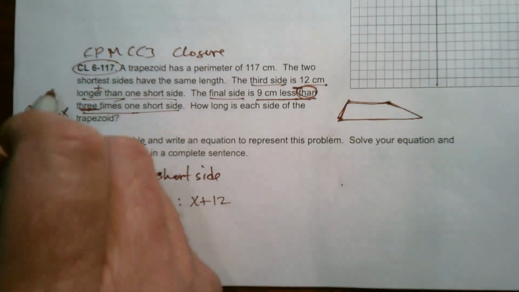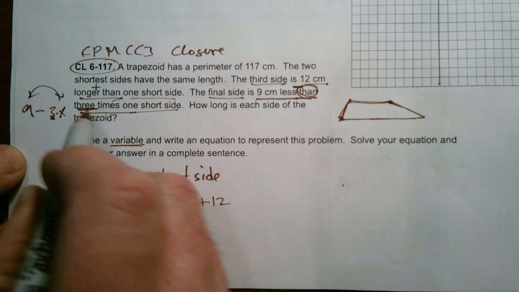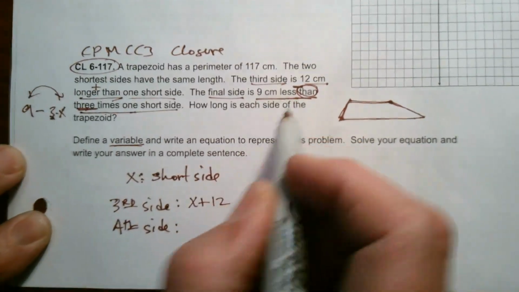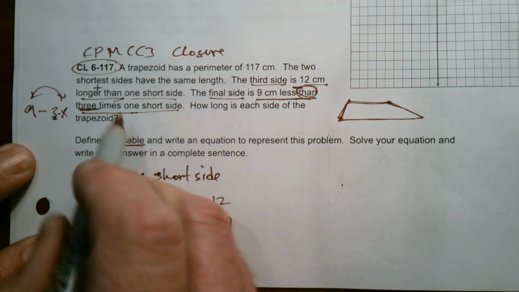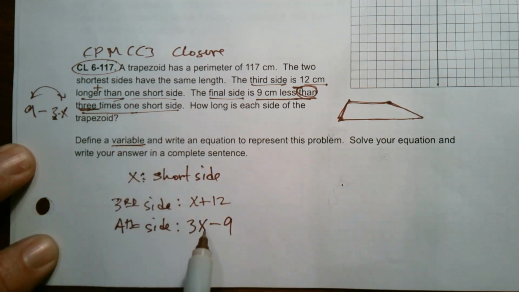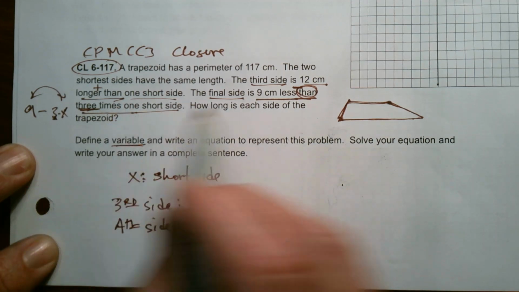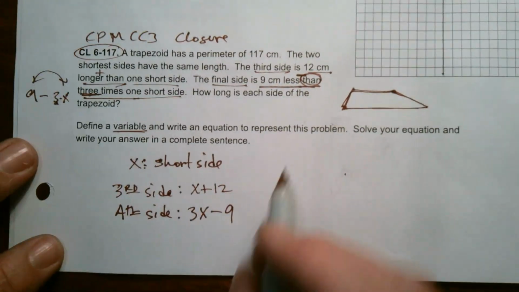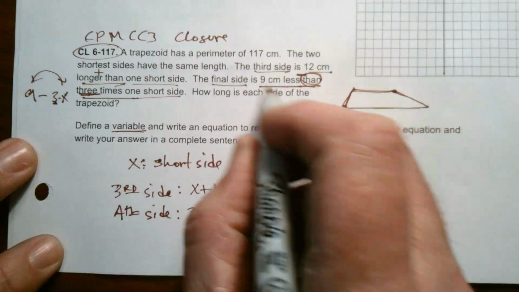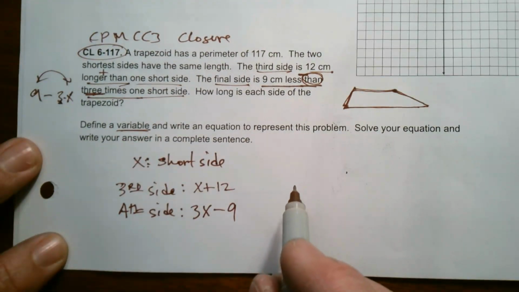It's not going to be that. I have to switch them around because it's 9 less than. So it's really 3x minus 9. It's 3 times one of the sides, but then 9 less than that, so the minus 9 goes at the end. When you see less than, you have to kind of reverse that subtraction.